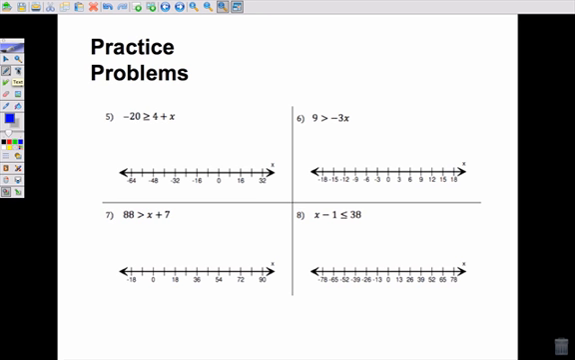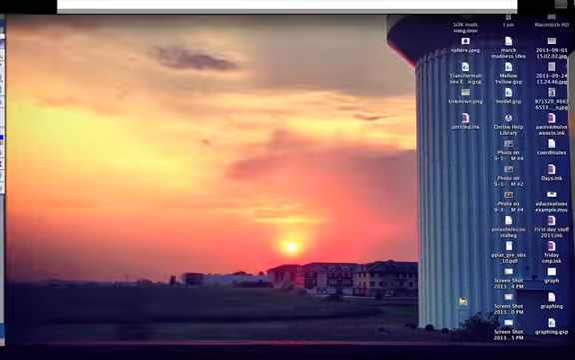Practice problems for learning target 4 then. So again, give these a try. After you've done these, we will check over them, make sure that you've got your kinks worked out and you know what you're doing. And then we will give you the retake for learning target 4.